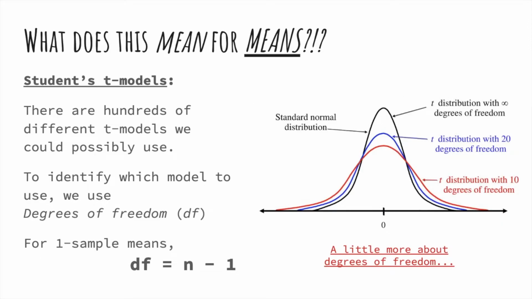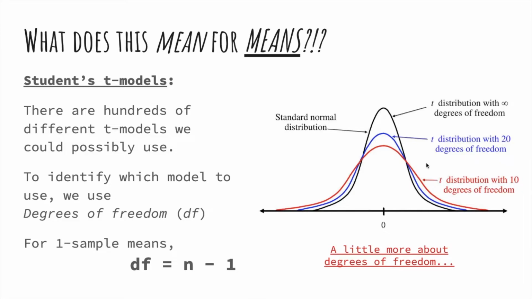More crazy than that is that technically there is a slightly different shaped t-distribution for every possible sample size. This graph shows our normal model, which is the tallest in the middle and the shortest along the edges. If we have a t-distribution with 20 degrees of freedom, which just means a certain sample size, it's a little bit shorter in the middle and a little bit taller on the sides.